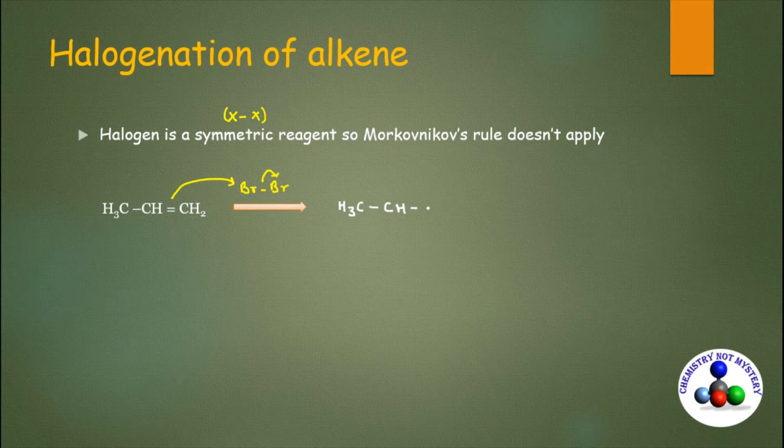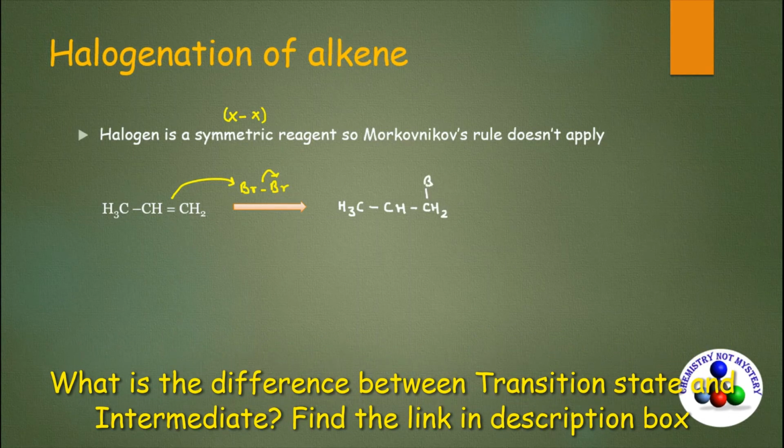Then one of the bromines accepts those pi electrons and makes a bond with the sp2 carbon. At the same time, the other Br leaves as Br minus ion. This is the transition state and it doesn't last longer. If you want to learn more about transition state, you can read it from my website. You can find its link in the description box.